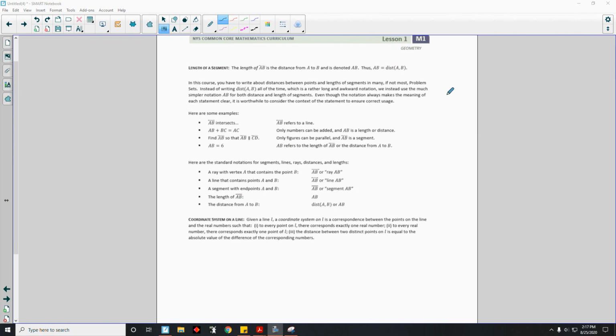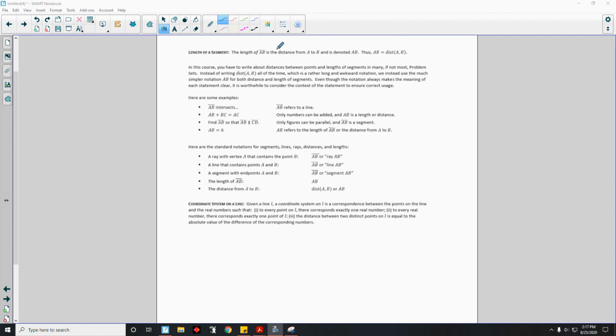Okay, page 5. Length of a segment. The length of segment AB, that's how you read that, is the distance from A to B and is denoted AB without the line over it. Thus, just the letters AB equals the distance from point A to point B is what that says.